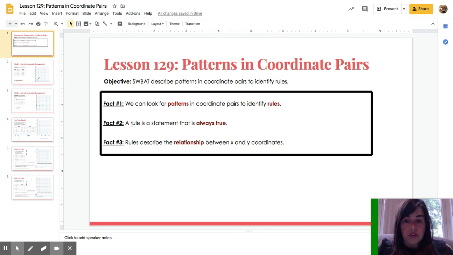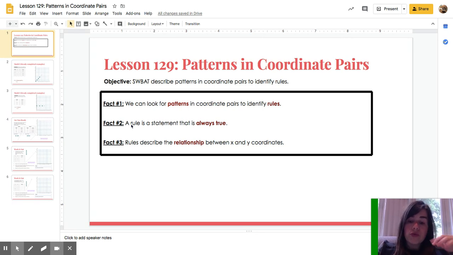The rule, this is fact number two, is a statement that's always true. So if x is always going to be 2 more than y, the rule is x is 2 more than y. If the rule is x and y are always equal, then that's always going to be true. No matter what x is, y is always going to be the same. So the rule is the statement that's always true. Now, x is usually the coordinate that changes, and y is dependent on that. And that'll make more sense once you see some pictures.